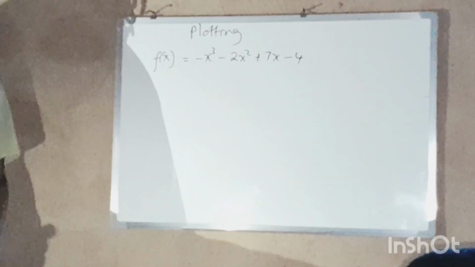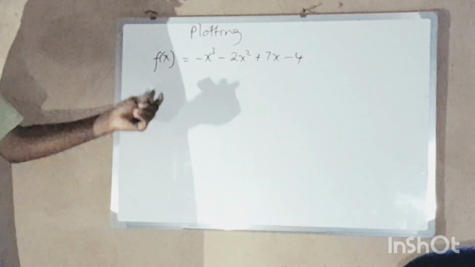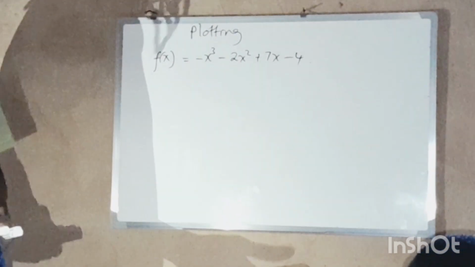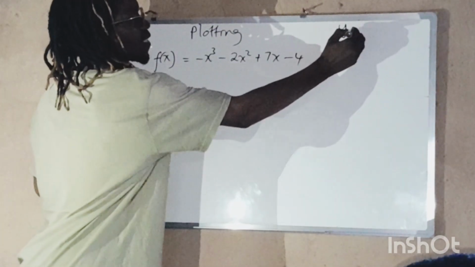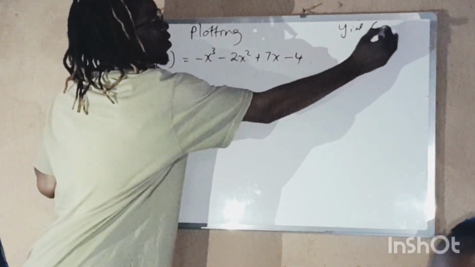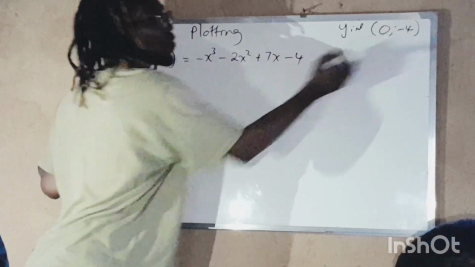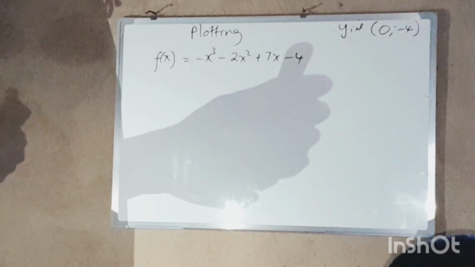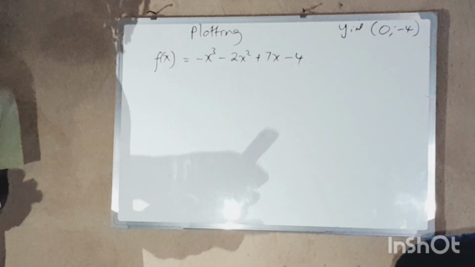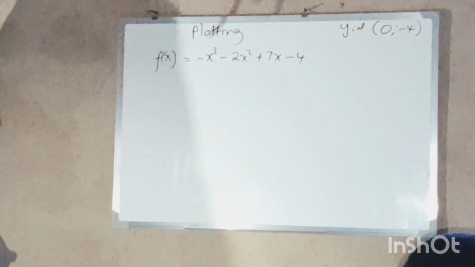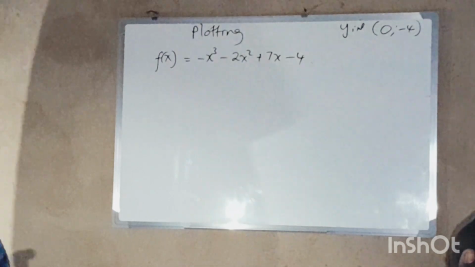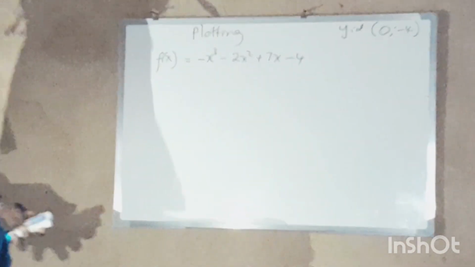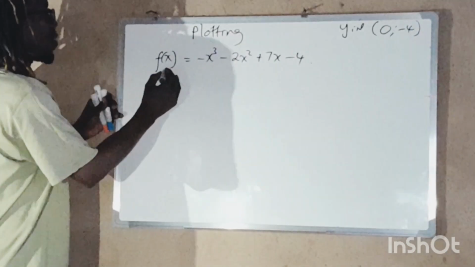The y-intercept, right? Which one is our y-intercept there? Our y-intercept is -4. So it means that our y-intercept is (0, -4). Right? And then what about our x-intercept? How do we solve our x-intercept? We let y equal to 0, right? So we can let our y equal to 0.